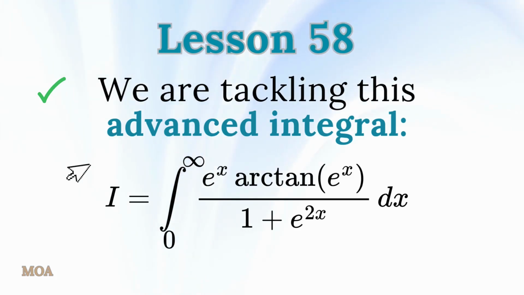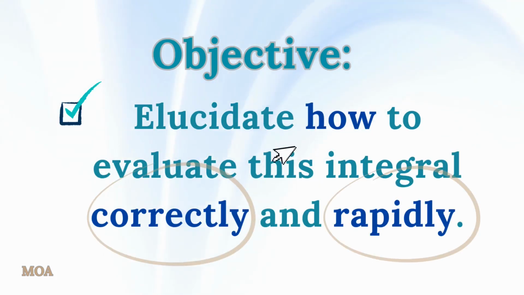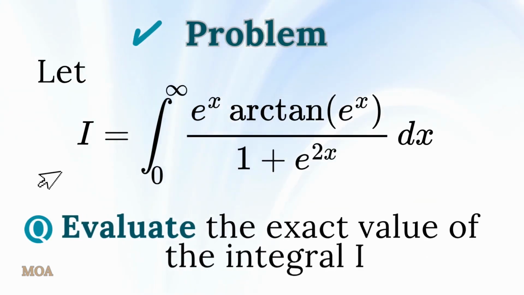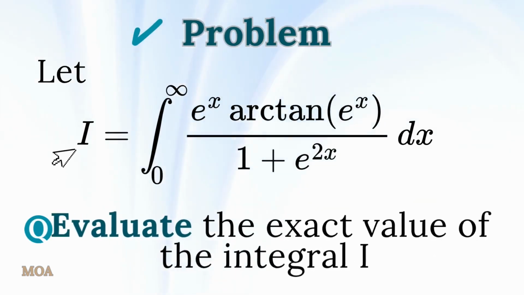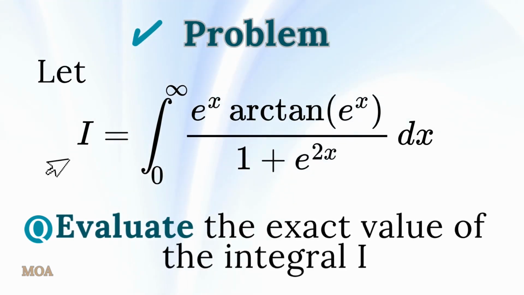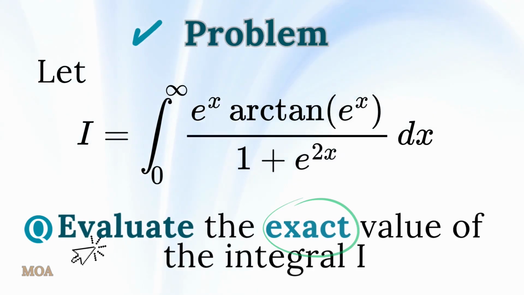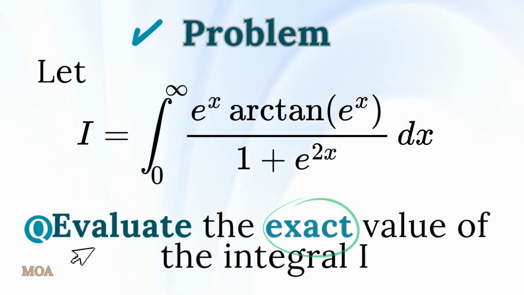In Lesson 58, we are tackling an advanced integral that has baffled many students, and we will elucidate how to evaluate it correctly and rapidly. Here is our problem statement. Let I be the definite integral from 0 to infinity of e to the power of x multiplied by the arctangent of e to the power of x, all divided by 1 plus e to the power of 2x with respect to x. Your challenge is to evaluate the exact value of the integral I.